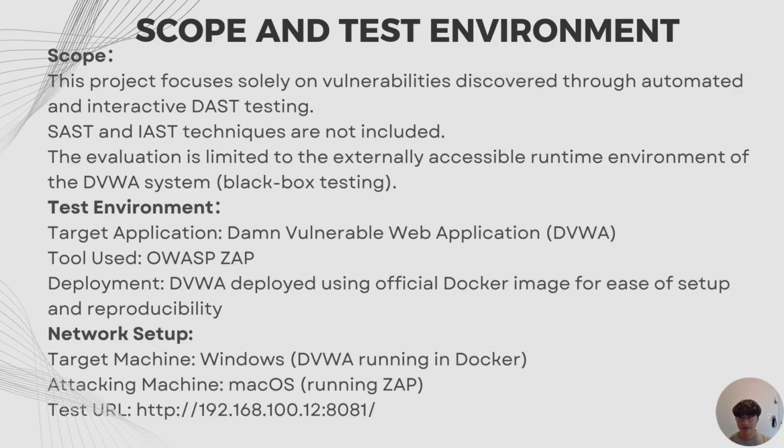Now let's talk about the scope and test environment of our project. Our testing focuses on vulnerabilities identified through DAST, both automated and manual. Also, we limited our evaluation to the external-facing runtime of DVWA, so it's black box testing only. For the test environment, we used OWASP ZAP as our main tool, targeting the damn vulnerable web application. DVWA was deployed using its official Docker image to ensure an easy and reproducible setup.